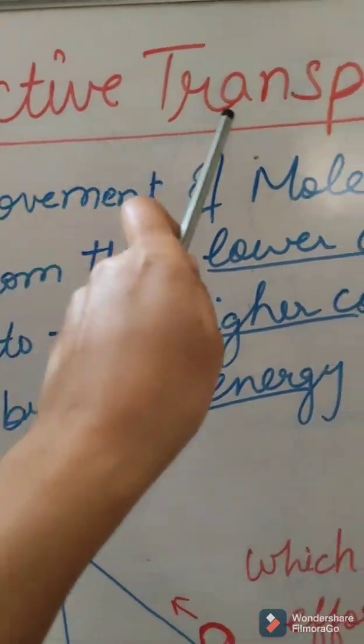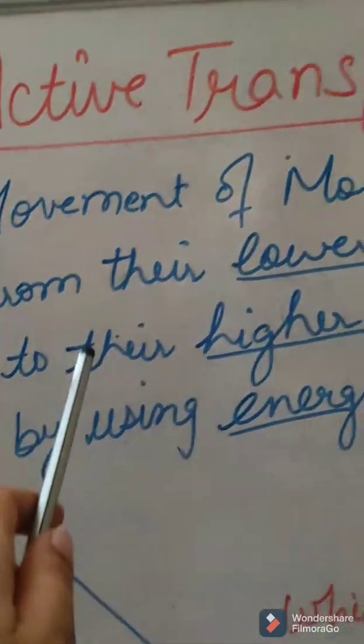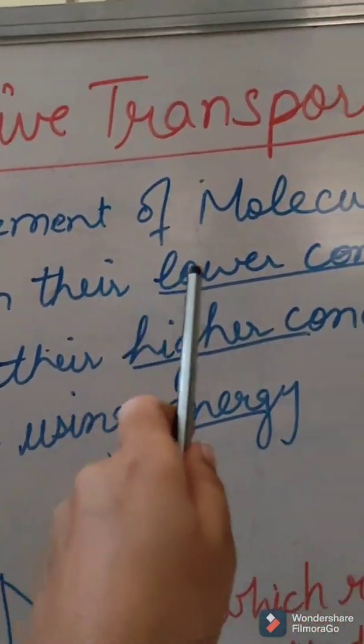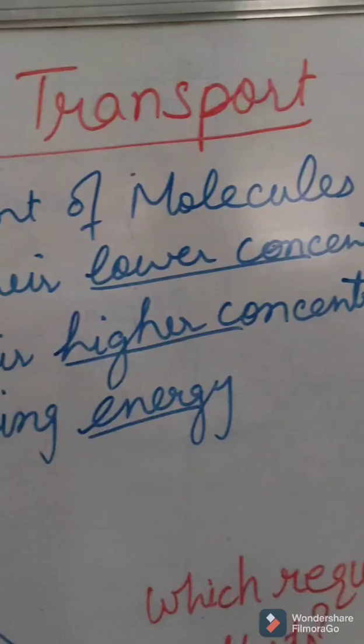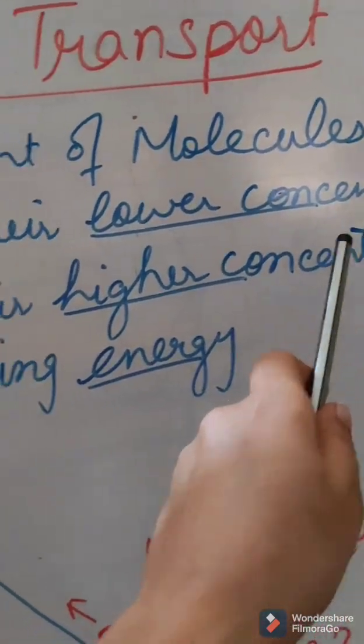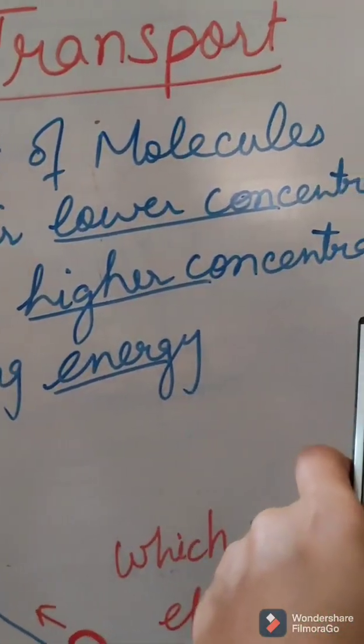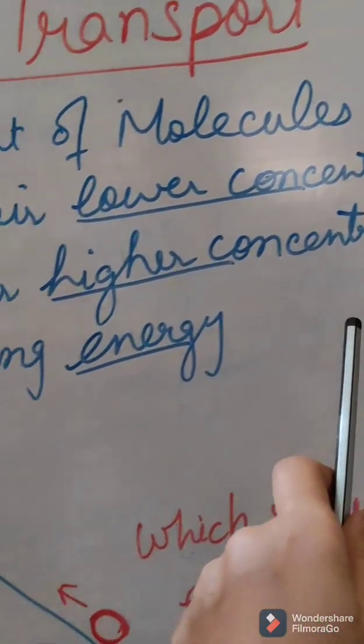Next we have active transport. The definition of active transport is movement of molecules from their lower concentration to their higher concentration by using energy. That means particles are going to move from their lower concentration to their higher concentration with the help of some energy. So let's take an example.